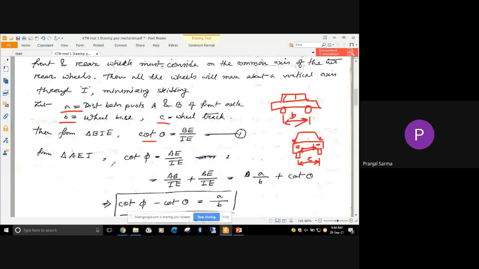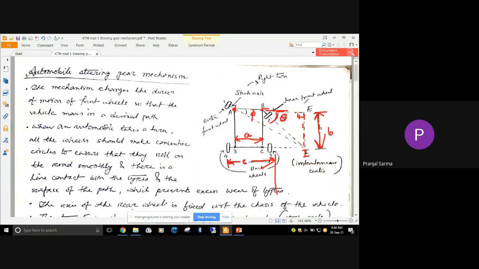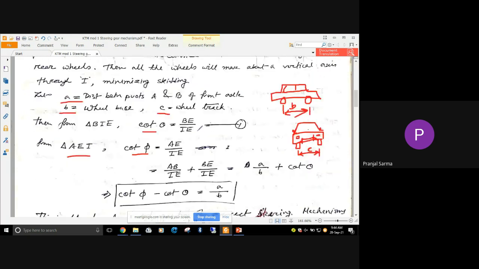Similarly, from the other angle, I can get cot theta to be AE by IE. Now AE is equal to AB plus BE, so I can write a equal to AB plus BE, that is, AE by IE equals AB by IE plus BE by IE.